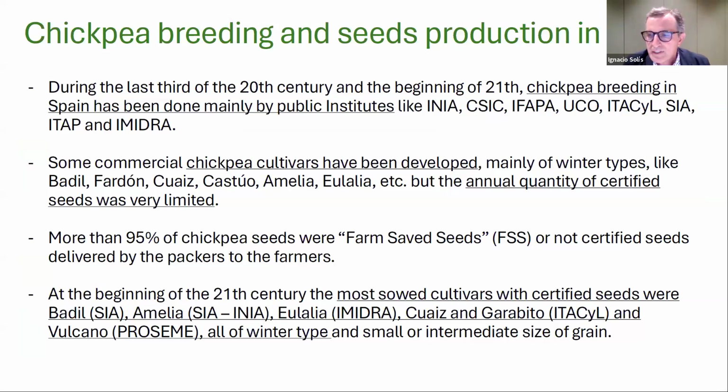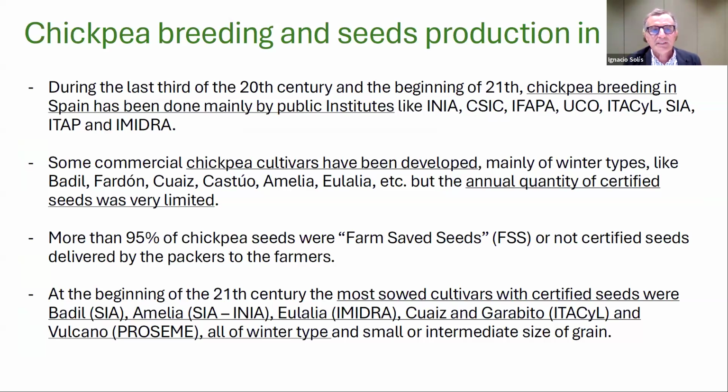During the last third of the 20th century and the beginning of the 21st, chickpea breeding in Spain has been done mainly by public institutes, some of them national institutions like INEA or CSIC, and also regional institutions like IFAPA, Itacil, SIA, ITAP, IMIDRA, and also the University of Córdoba. In some cases, there is really breeding; in other cases, it is selection of cultivars from ecotypes.